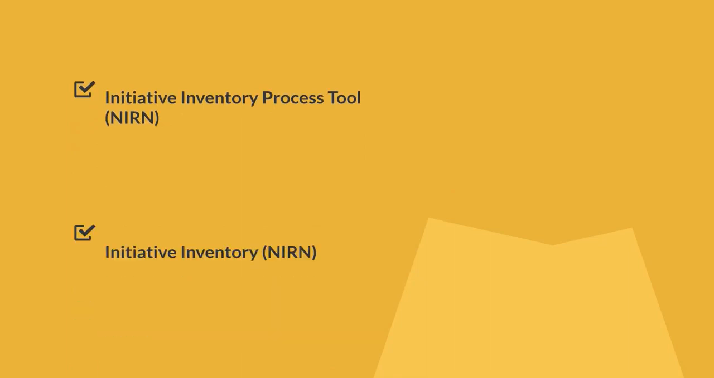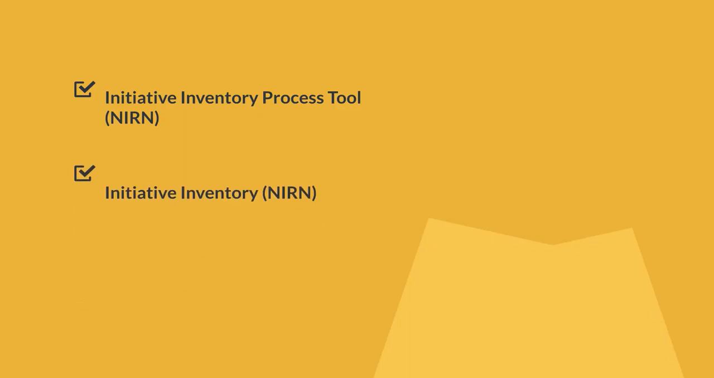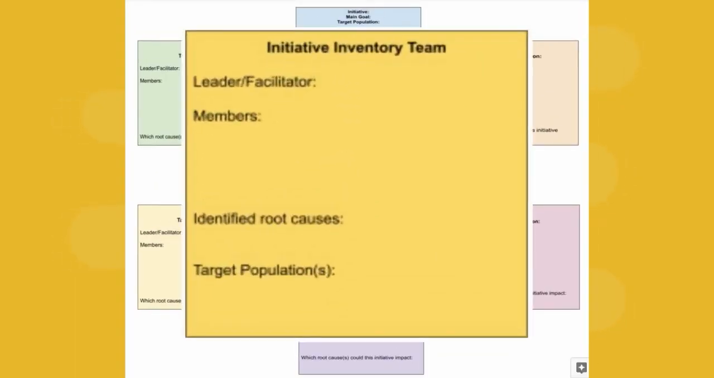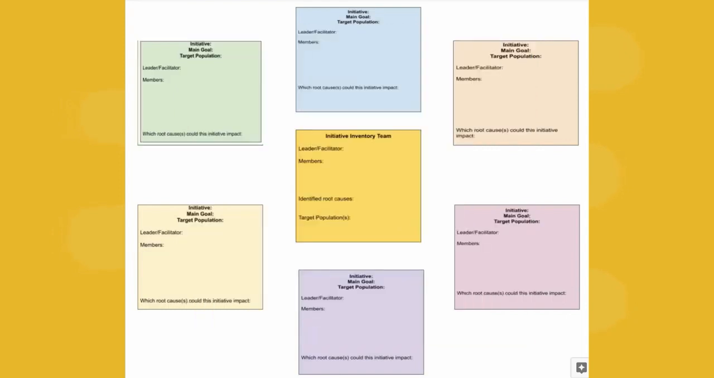Now that you have identified the initiatives that could be used to impact your root causes and target population, it's time to move on to the third tool, the inventory map. On the map, you will want to start with the middle box by identifying the leader or facilitator and all members of the initiative inventory team. At the bottom of the box, list your team's identified root causes and target populations.